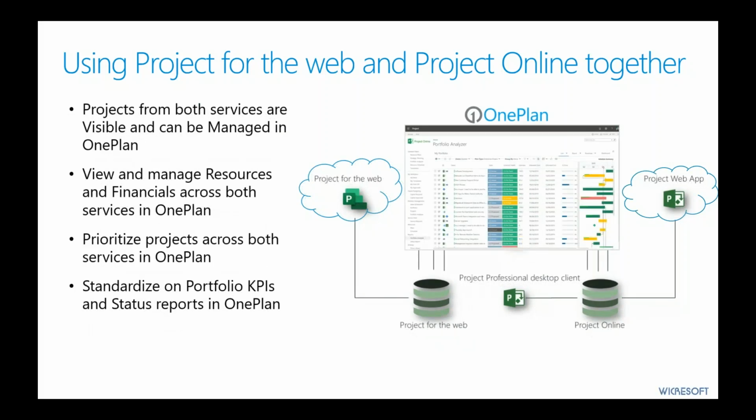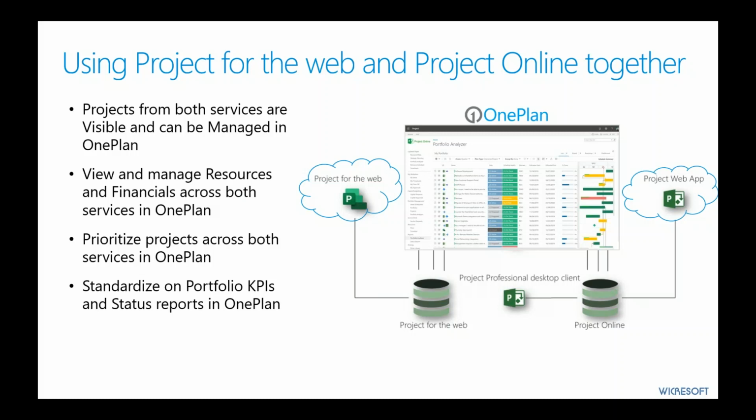But what if you really want to integrate these two closer together in your existing Project Online environment? Well, that's where OnePlan can help. Projects from both services become visible and can be managed in OnePlan and directly within your Project Online interface. There'll be no transitioning from Project Online to Project for the Web. Instead, you'll have full visibility into a portfolio of projects using the Project Online Project Center or using our OnePlan portfolio views, showing you a collection of projects across an entire portfolio, program, or a business unit.